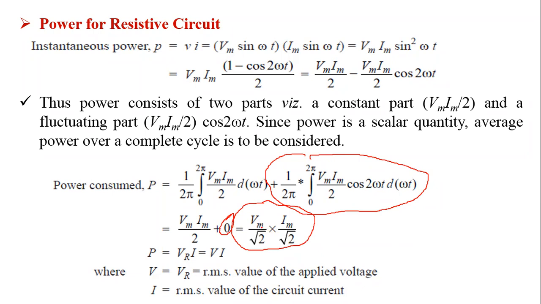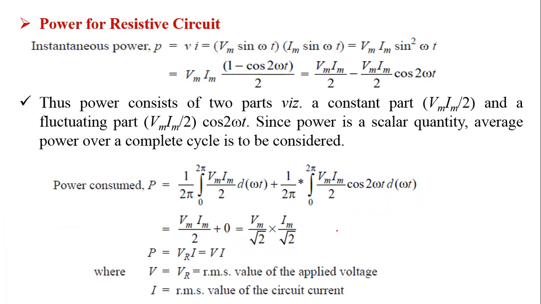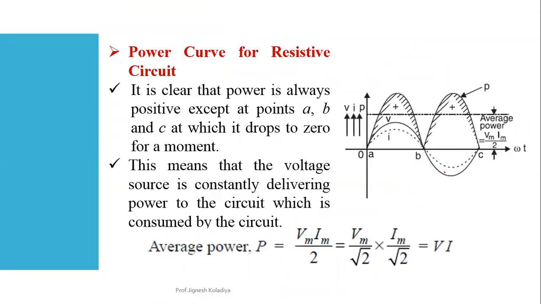Vm by root 2 is what? Vrms, and Im by root 2 is the RMS value of the current. So this is my final output of power when the circuit contains only resistance. So if you want to draw the waveform, you can draw it like this: the power curve for a resistive circuit.